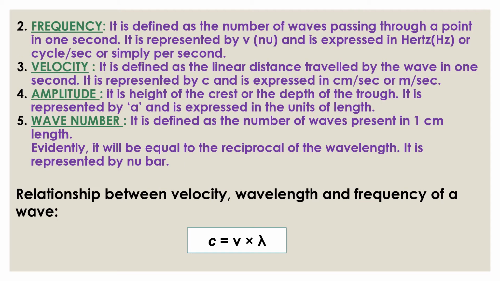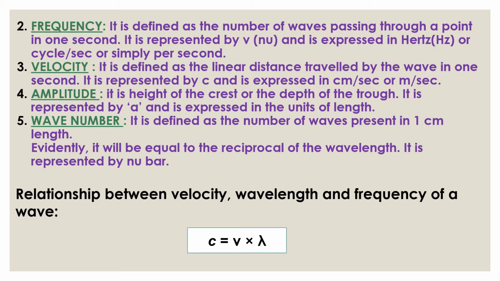Next one is frequency. Frequency of a wave is defined as the number of waves passing through a point in 1 second. It is represented by nu and is expressed in hertz or cycles per second, or simply per second. As we know, 1 hertz is equal to 1 cycle per second. The next one is velocity. It is defined as the linear distance traveled by the wave in 1 second. It is represented by small c, and its unit is meter per second or centimeter per second.